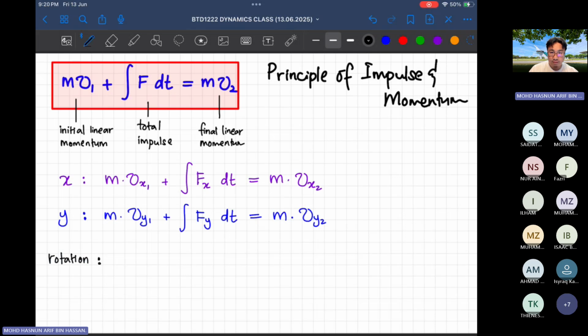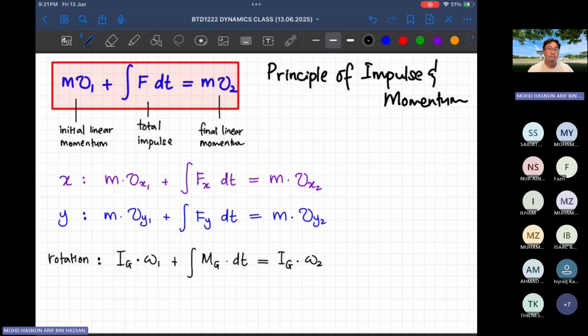We know that the mass moment of inertia is Ig. So you can write here Ig times omega 1, where omega 1 is the initial angular velocity, plus for impulse, for linear we have force, and for rotation we will have the moment. So the integration of moment. Now we measure Ig about point G, so the moment will also be about point G. So the integration of Mg dt is equal to Ig times omega 2, right?